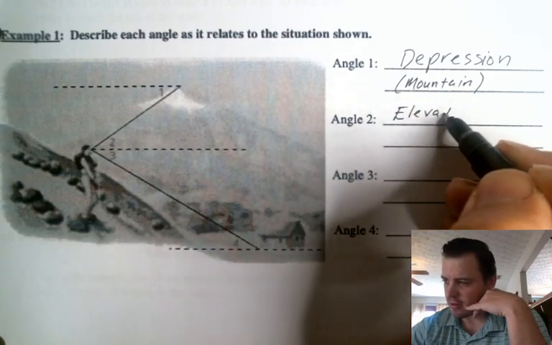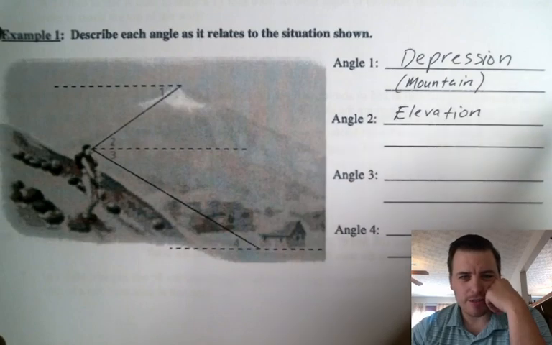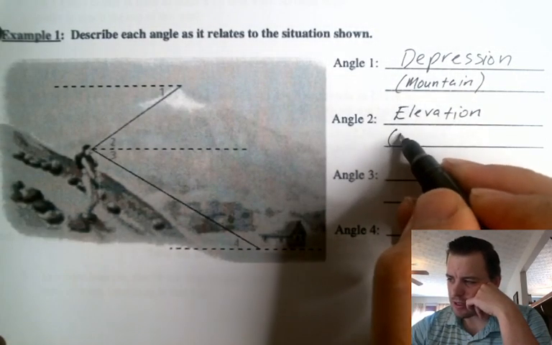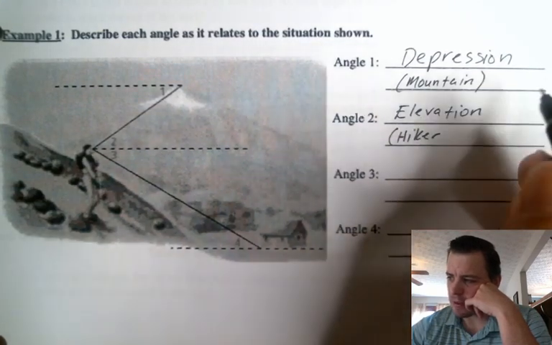Elevation. Very good, Abby. Abby gets to get in the treasure box today for answering all these questions. So that would be the hiker. That would be the hiker, right? Looking up.